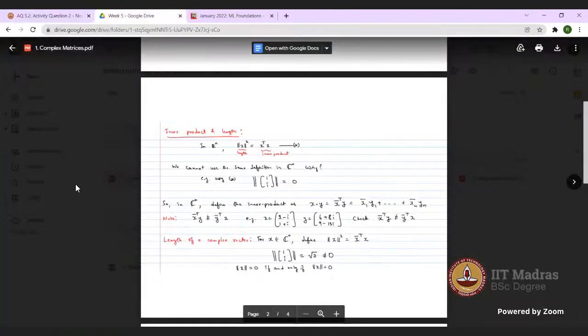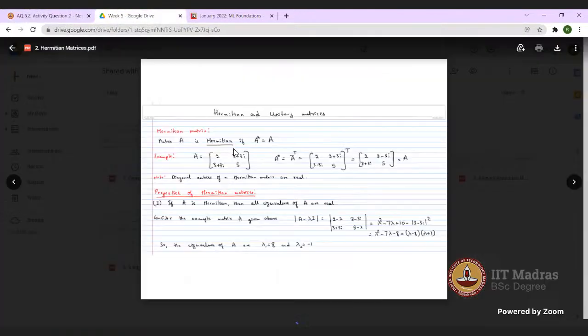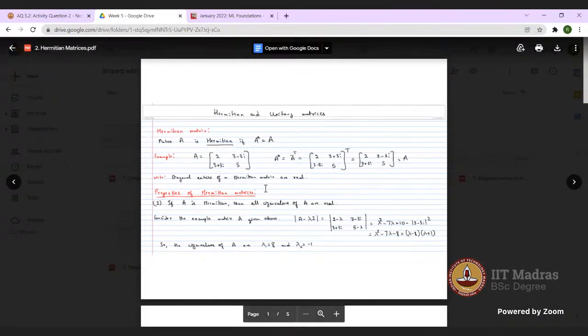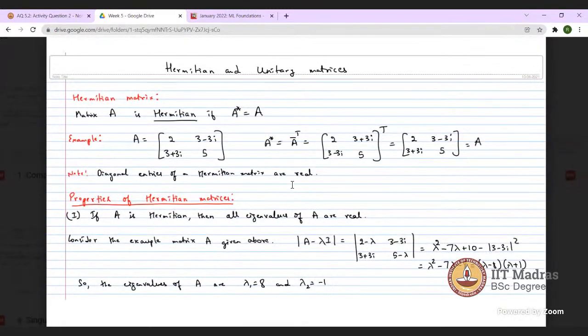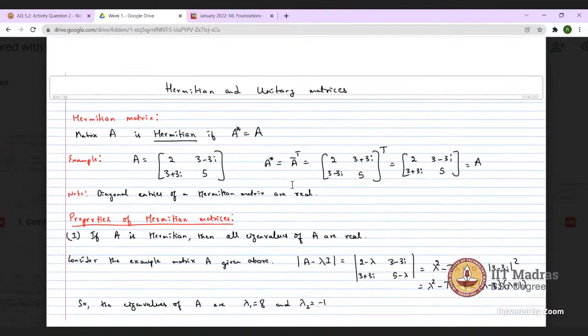So let us look at the second lecture. Okay, as we talked, the Hermitian matrix is a matrix for which the conjugate transpose of the matrix is itself. A star is how we represent this conjugate transpose. Then that should be equal to itself. Then that is called the Hermitian matrix.